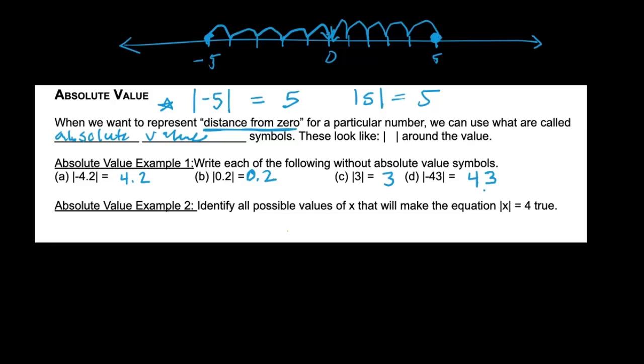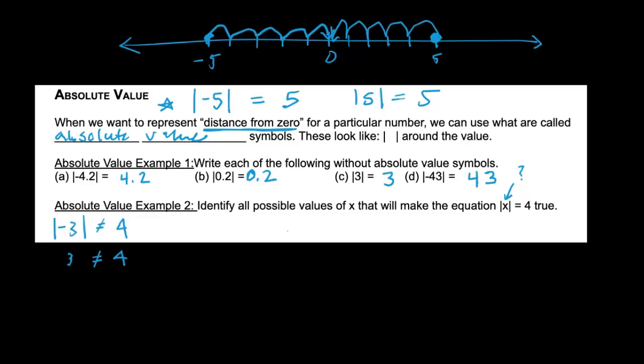For example 2, identify all possible values of x that will make the equation absolute value of x equals 4 true. We're putting numbers in place of x, so let's think of numbers we could put there that would make it true. I can come up with an example that would definitely not be true. Say x is -3. The absolute value of -3 is 3. That's not the same as 4, so that doesn't work.